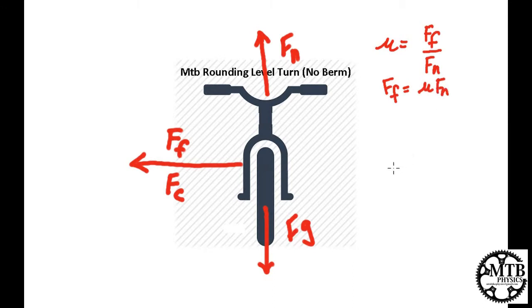We know that the force due to gravity is the same as the normal force. Force then of friction is equal to mu times force of gravity. Here's the solution to our first part of the problem. Force of friction is equal to mu times force of gravity. Force of gravity is equal to mass times acceleration due to gravity.